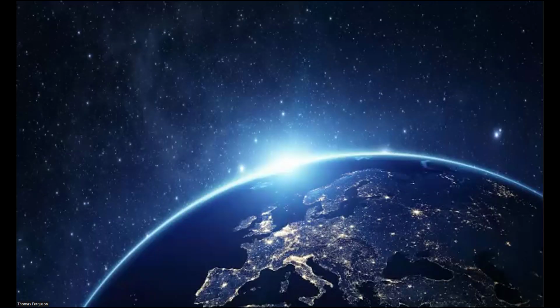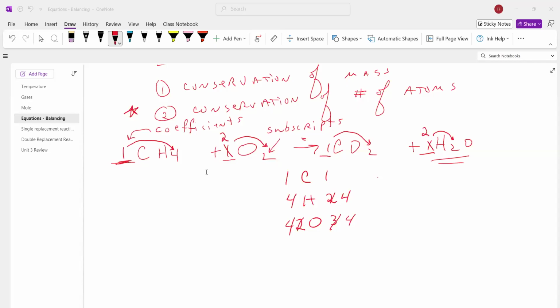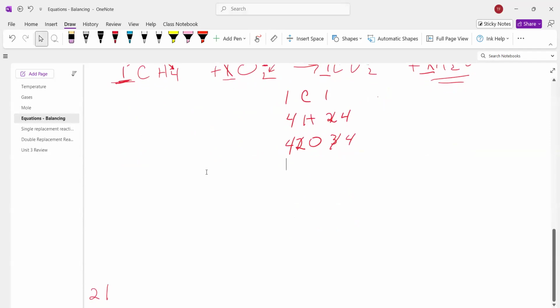Okay, so let's practice some more of this. Let's do ethane instead of methane. Ethane is a 2-carbon fuel. We burn it in oxygen as the oxidizer. That's going to give us carbon dioxide plus water.